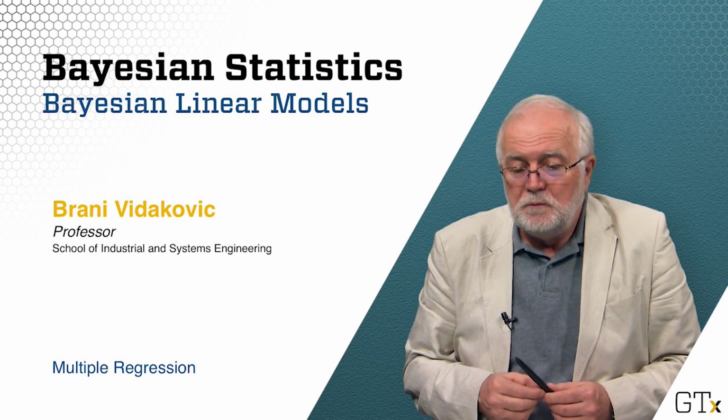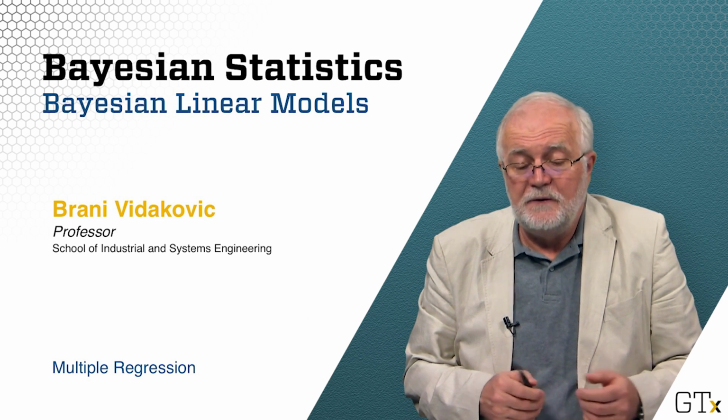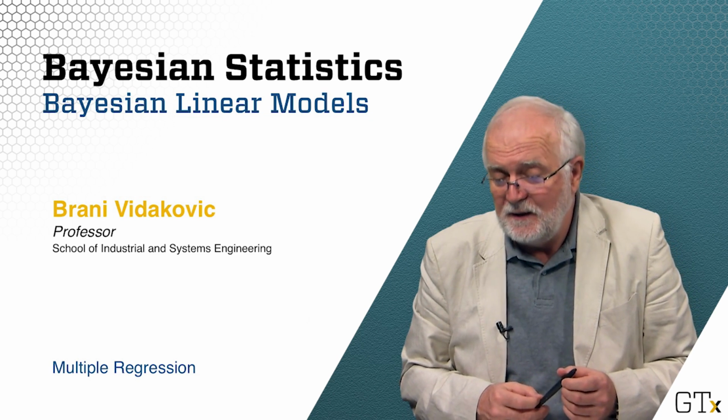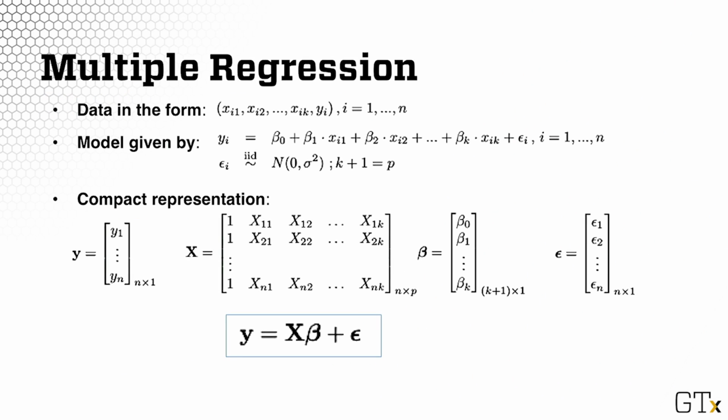Let's move now to multiple regression. The data now are in the form that you have not a single x as predictor, but you have k x's and a response. So each measurement i, one out of n measurements, would have k different x's and a single response y. So the model is linear. The response yi is given as a linear combination of all x's.